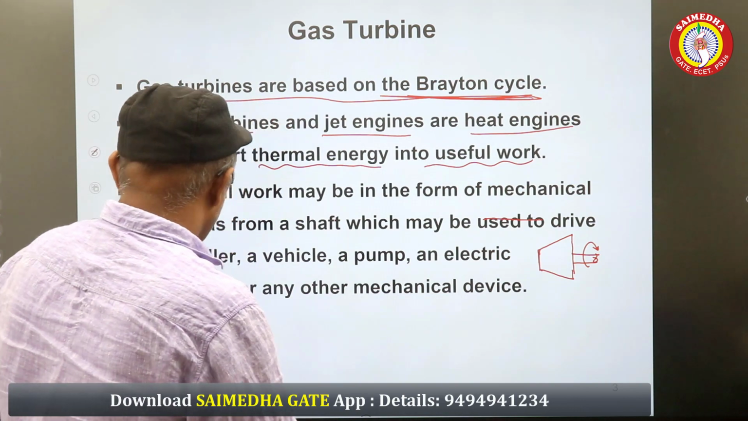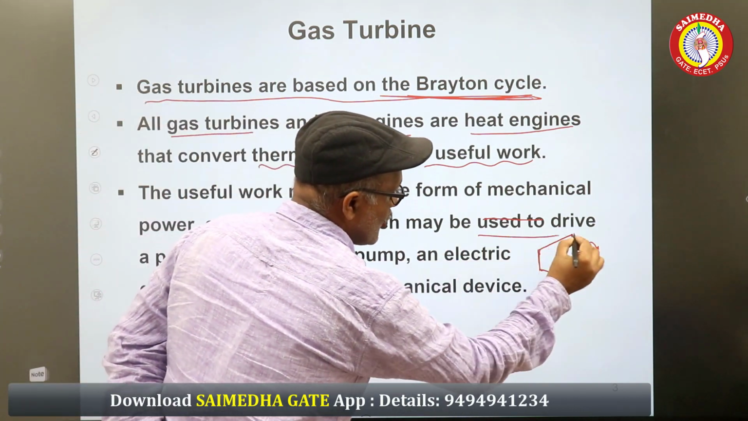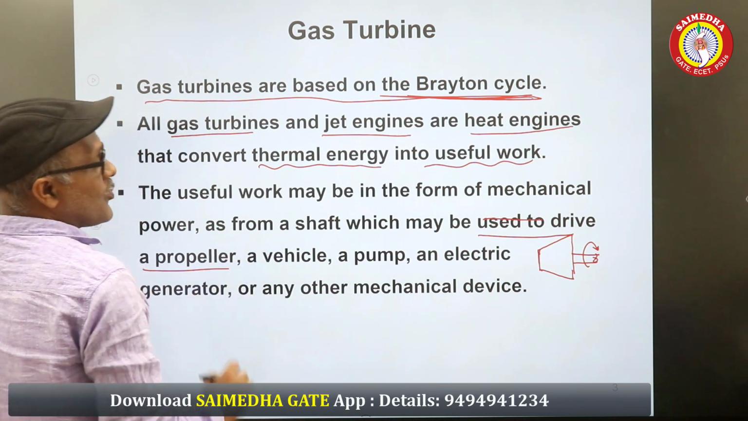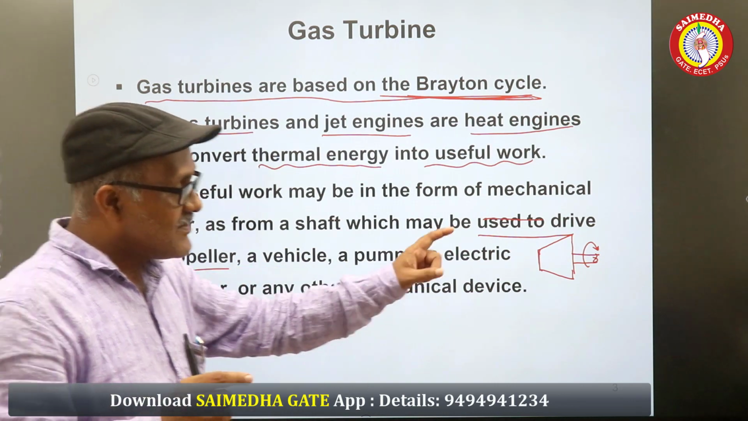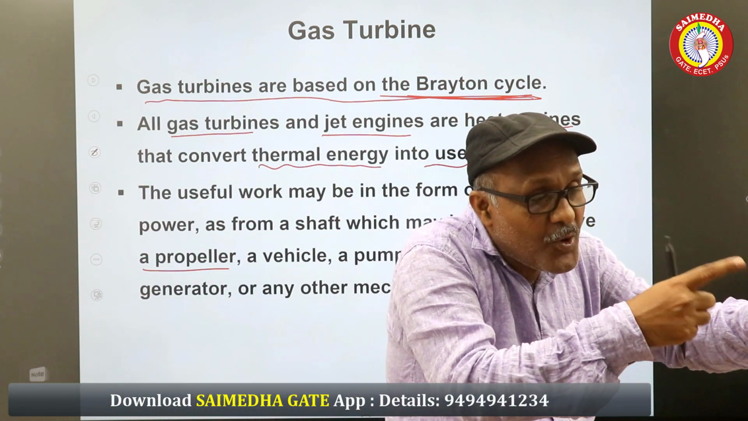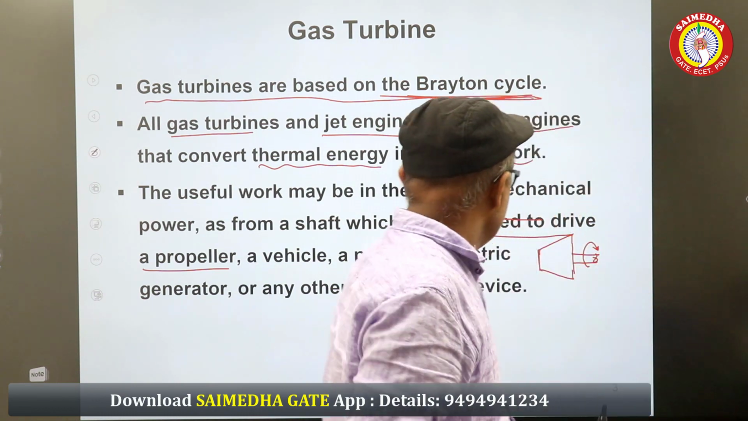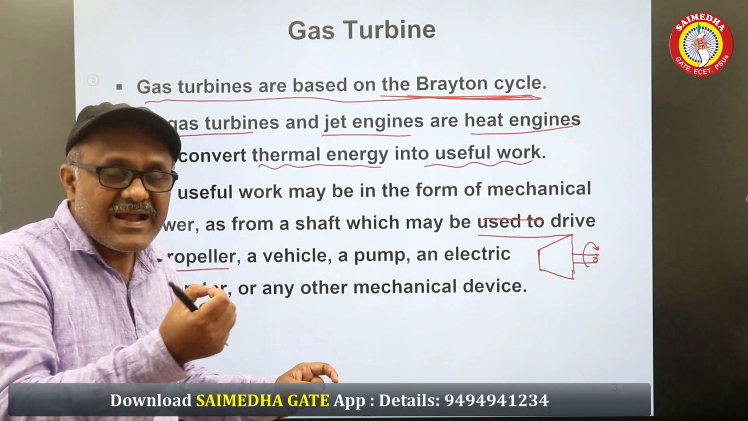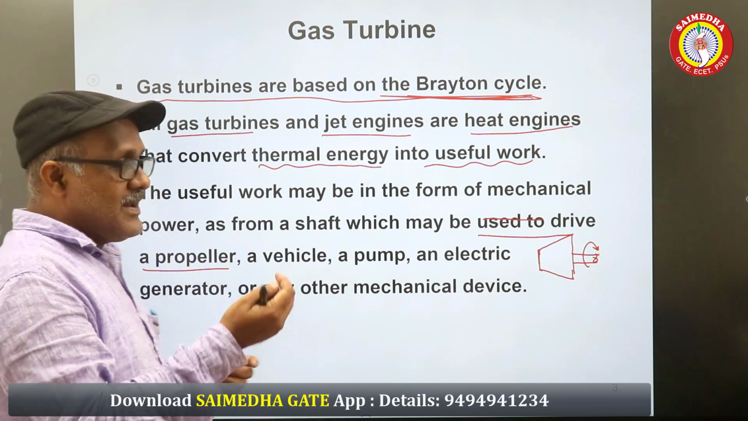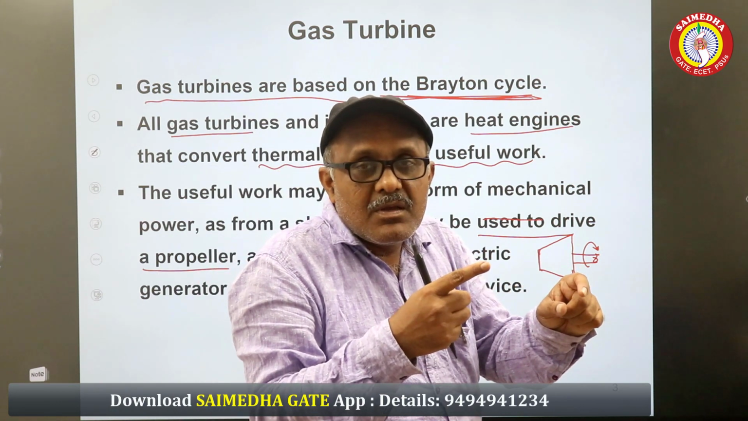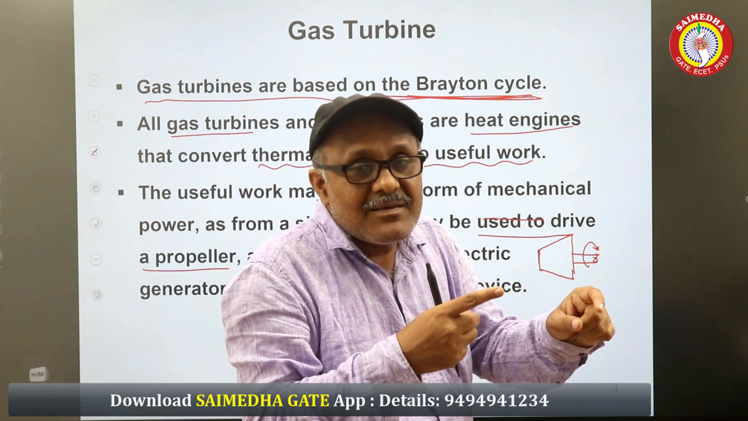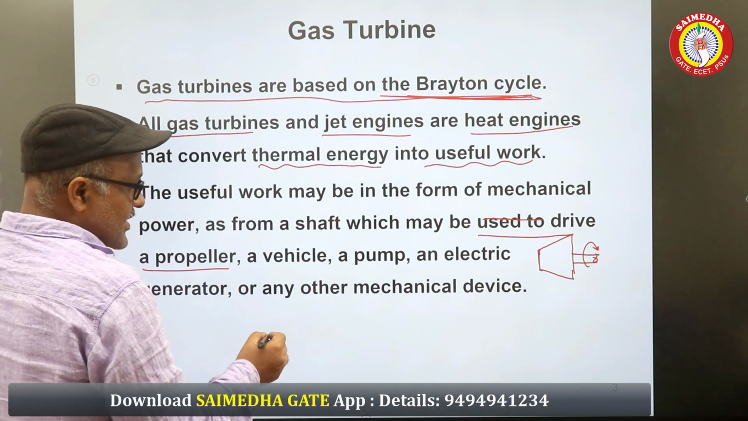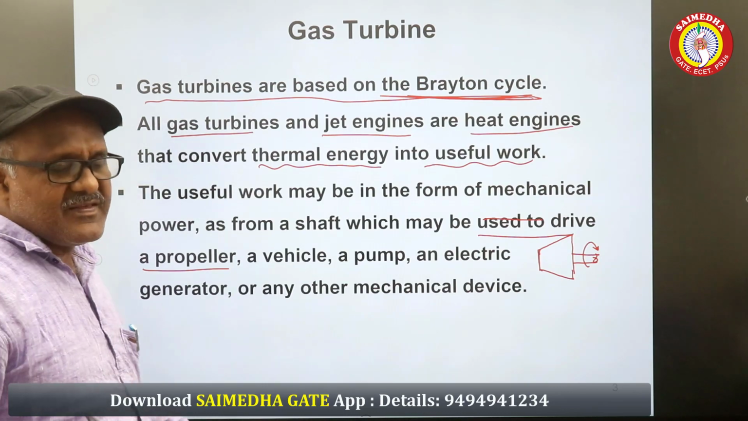That output energy may be used to drive a propeller. The output shaft of the turbine is connected to the propeller shaft, and it drives the propeller. Suppose the output shaft of the turbine is connected to a pump; it sucks the water. Next, the output shaft of the turbine connected to a generator produces electricity. Next, any other mechanical device may be driven by this gas turbine.